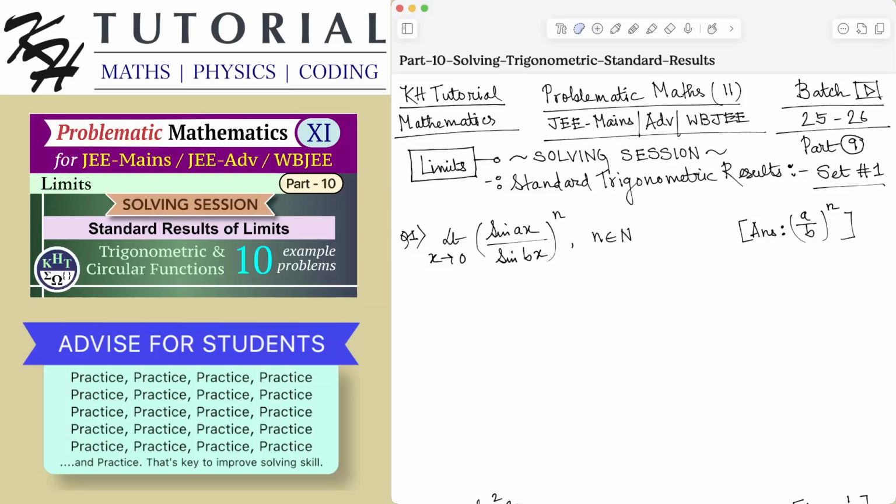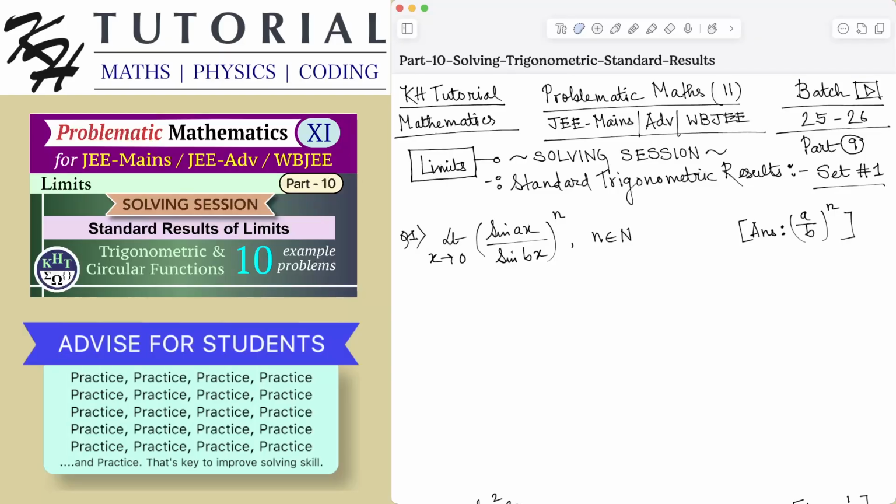Okay, so this is set 1 of 10 problems. These are very simple, straightforward problems. Should be very easy for you to solve these problems. But since these limits problems are based on standard results of trigonometric functions, your concept of trigonometric ratios and identities should be very strong.